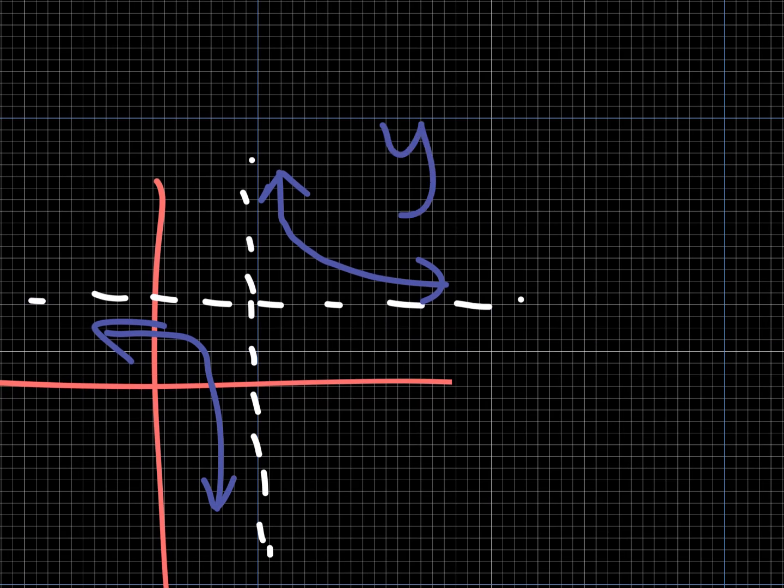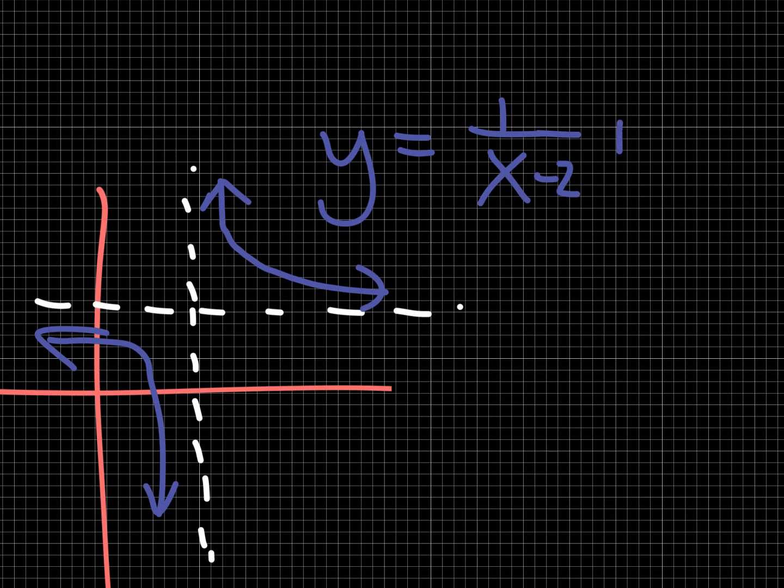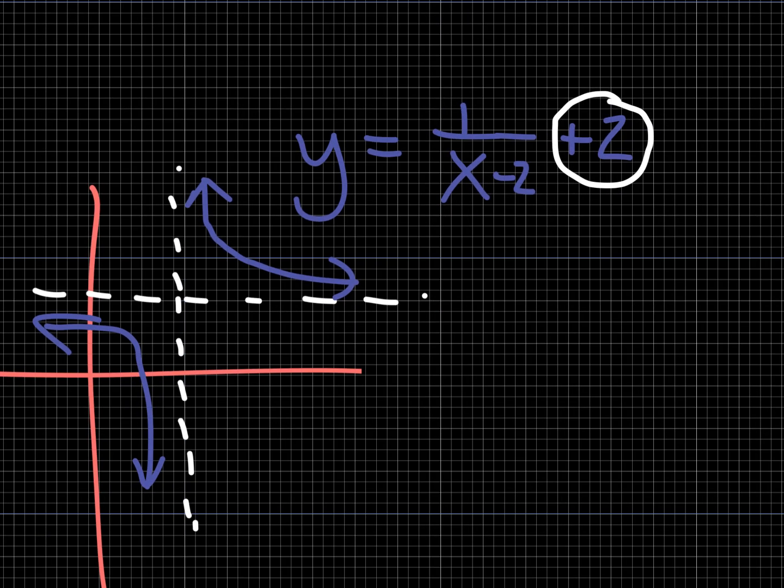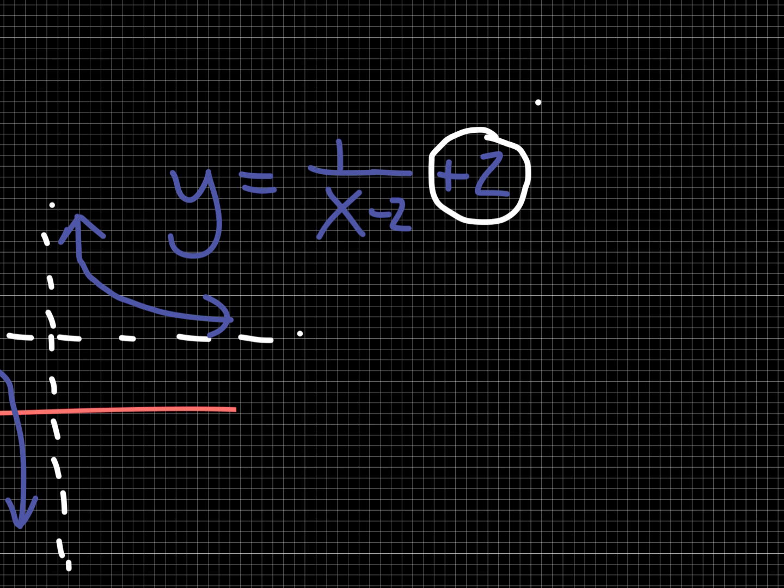So what would the equation be for that? It'd be 1 over x, but it moved to the right 2 spots, so I'm going to go -2 inside there. And it moved up 2 spots, +2 on the outside. Now, the thing I want to show you is you can tell where the asymptotes are by looking here. That right there, that moved the whole thing up, gives you the horizontal asymptote. Whatever's on the outside, that's the horizontal asymptote. So y = 2, that's where it comes from.